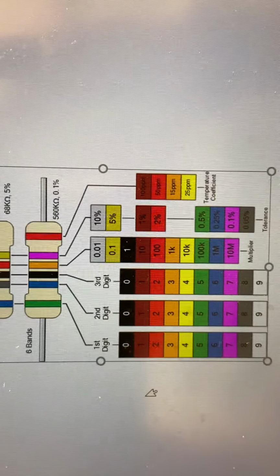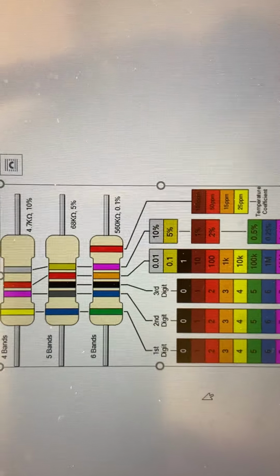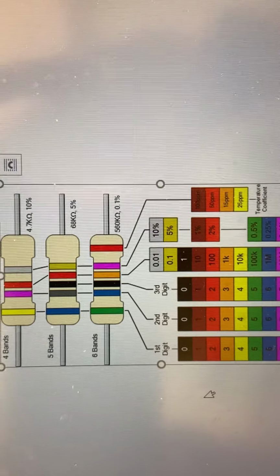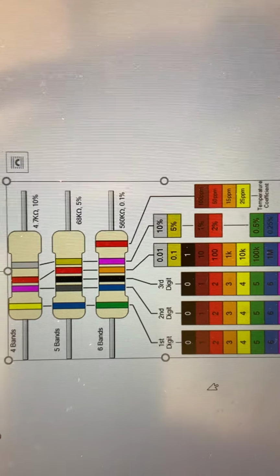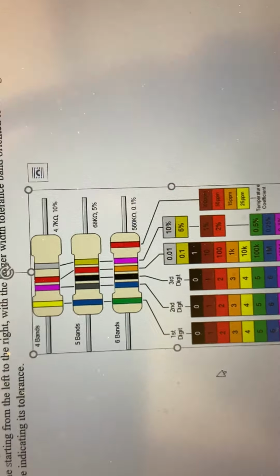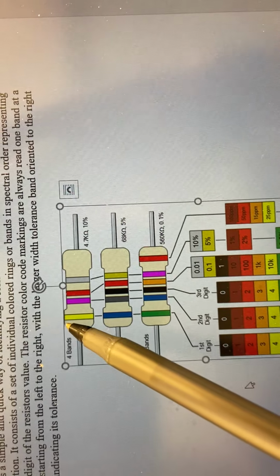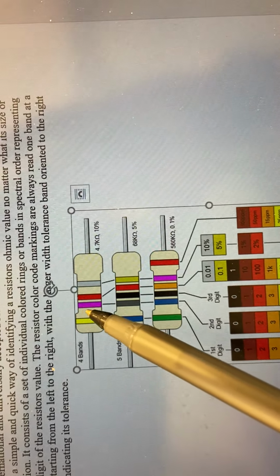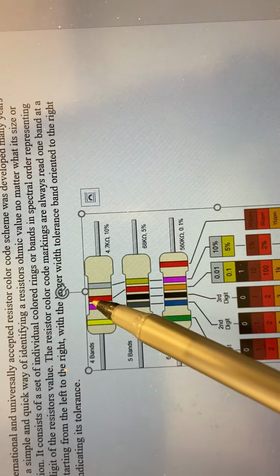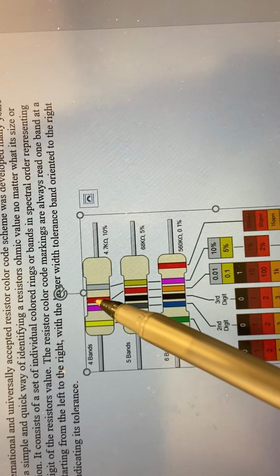So just for simplicity, every color has a meaning or a number equivalent to it. To keep everything basic, I will use the first 3 bands, starting from the left to the right. What are those three bands? The first one and the second one identify the resistor's value, and the third one represents the multiplication, or the power of 10 we multiply by. Okay, so let's see an example for that.